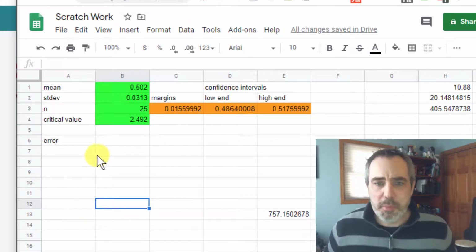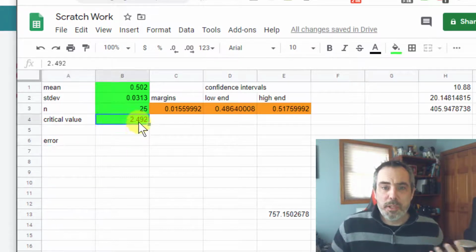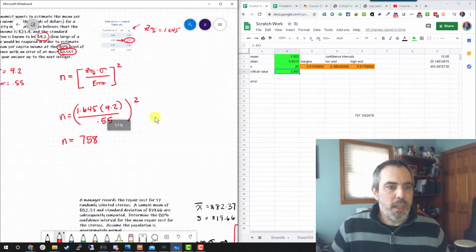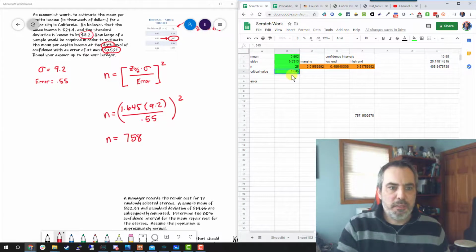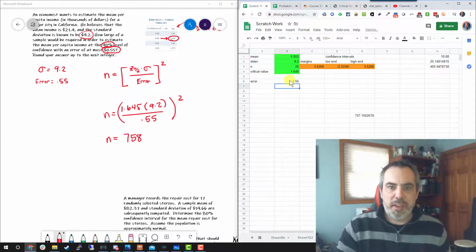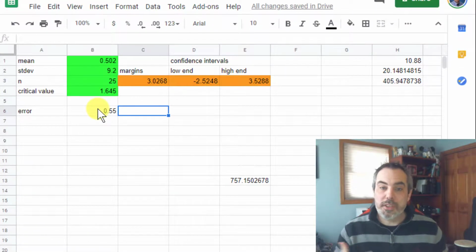Now, I do something very similar when I'm working with the error. If you were to recall, that error formula really had us use the critical value in that last problem that we had, and I'll bring that up over here. In that last problem, I needed to know the critical value. In this case, it was 1.645. I had a standard deviation of 9.2. And in this case, I needed to know the error of 0.55. Now, once again, I can create that formula all at once so that I can just type those numbers in and then look here for the sample size.